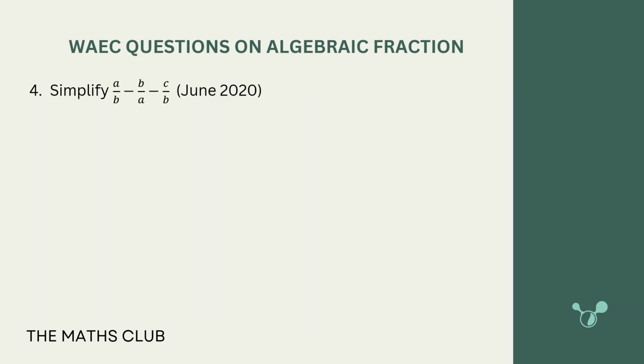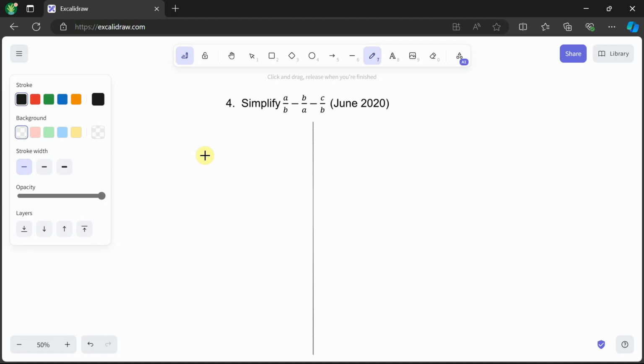Question 4 says that we should simplify a over b minus b over a minus c over b. As always, pause the video and try it out yourself. This is taken from June 2020. So the LCM of this will be, of course, ab, right? Because we have b, we have a. ab divided by b is a, a times a will give me a squared. Minus ab divided by a is b, times b will give me b squared. Minus ab divided by b will give me a, times c will give me ac, right?